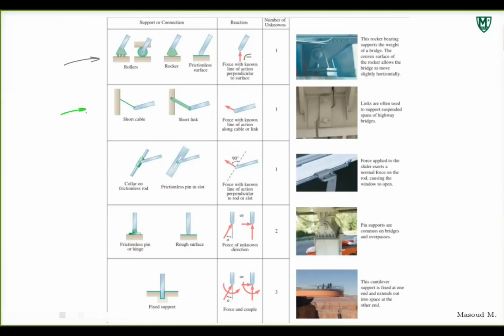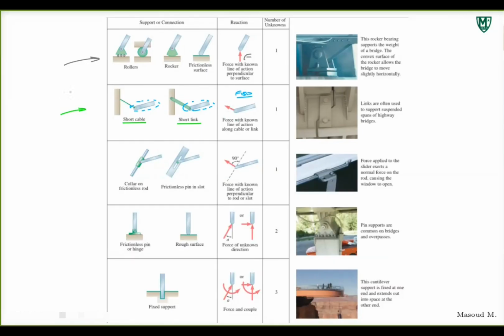Second type would be a short cable or short length, meaning they can only be under tension. So if you remove them, and let's say you want to draw the free body diagram for this part right here, on the right, you have to replace that cable. Remember, a cable can only be under tension. A short length is also a type of link that cannot be under compression. So you have to replace them with a tension force, a type of force that is pulling your structure at that point. And also, it's just one force.